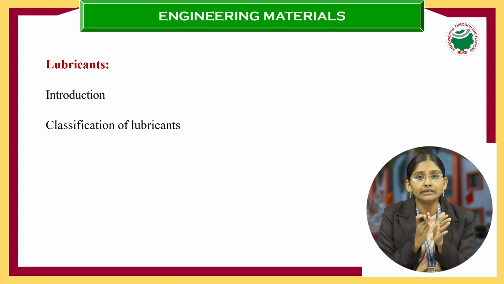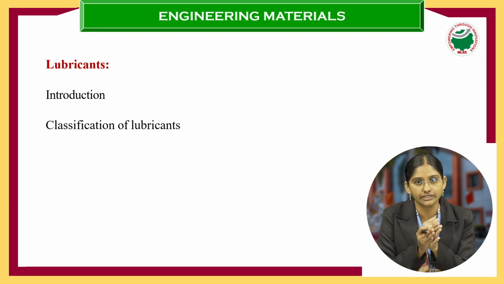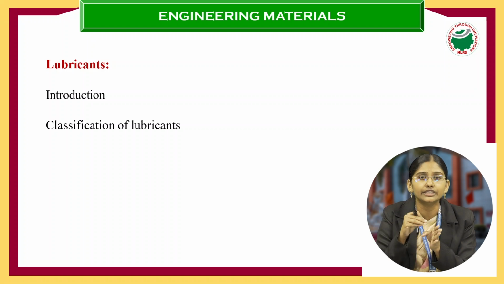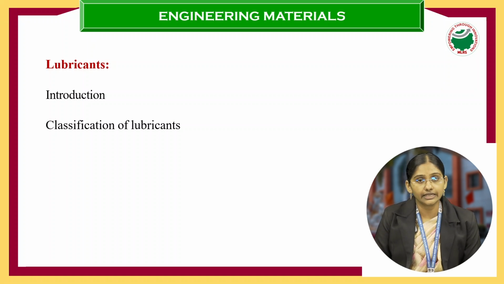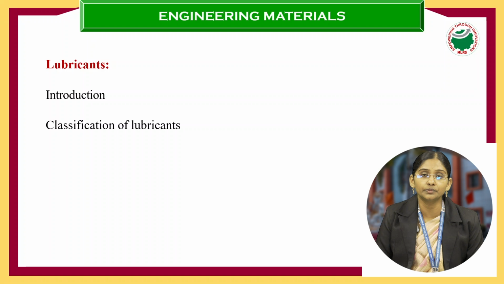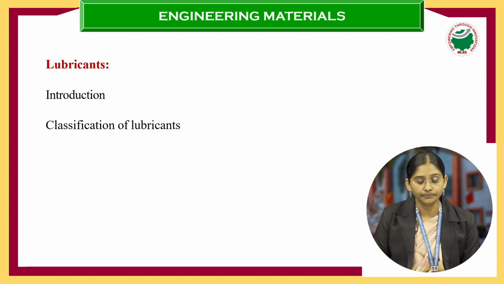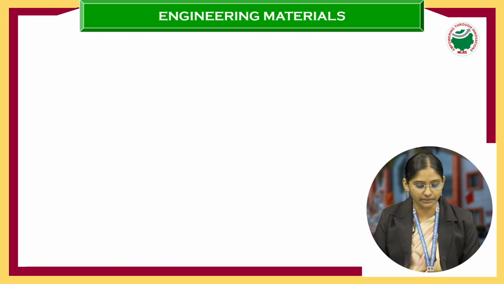So they may come into contact with each other, and at that point of time it causes friction. To reduce that friction, we need to add something into it. That something is nothing but the lubricant. Clear? So in this class, we'll see what is meant by lubricant, its introduction and the classification. There are different types of lubricants, and we use different types of lubricants for different types of machinery. All those points we will discuss today.